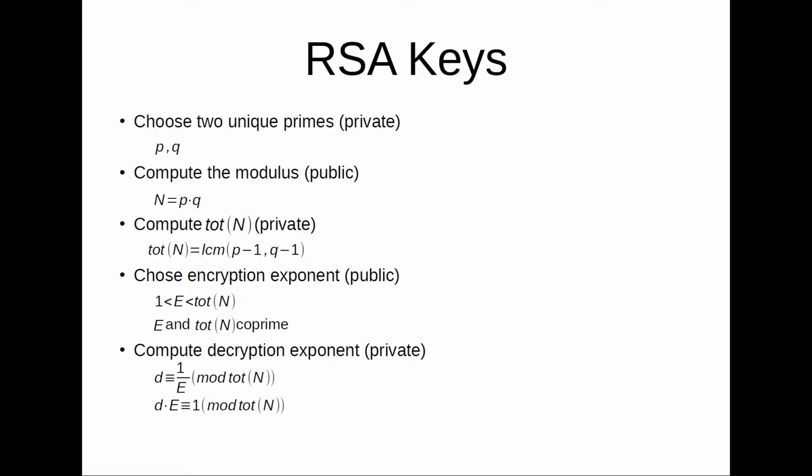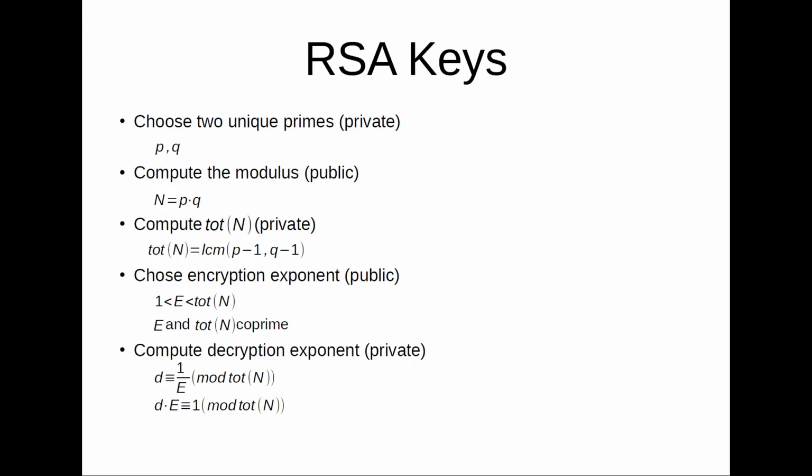And then after that, you have to choose the public encryption exponent, which is a value E, which is greater than 1 but less than the totient of N. And E and the totient of N have to be coprime, which means that the only factor that they share between them is 1. For example, 5 and 12 are coprime, but 12 is not a prime, but the only factor that they share between them is 1.